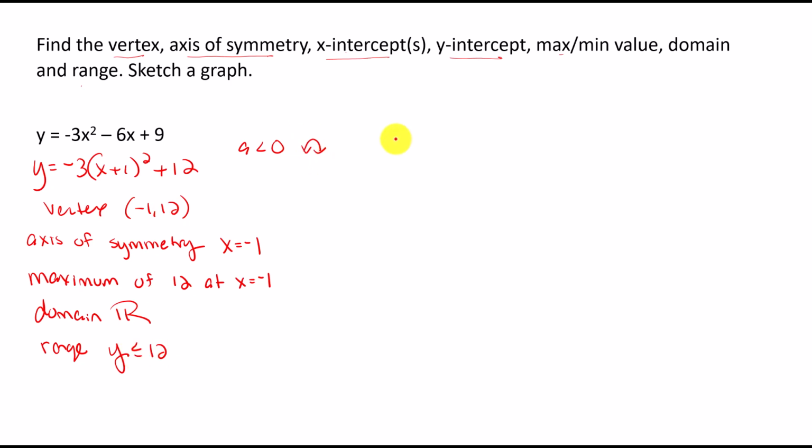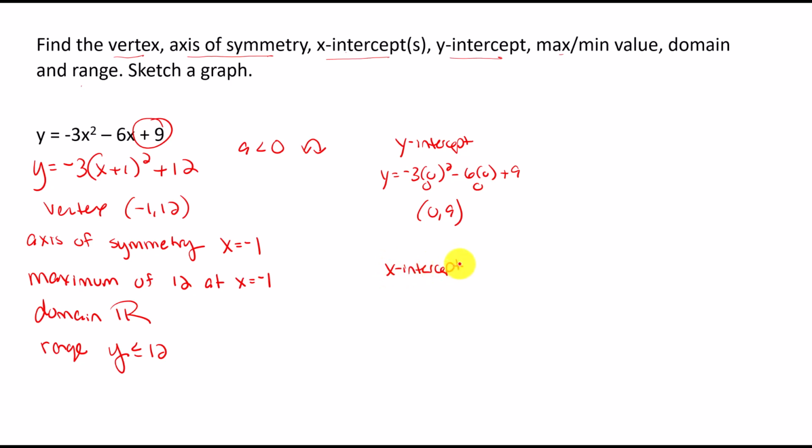Now, for my y-intercept, I can look at this, and I know it's going to be 9, and I get that by plugging in 0 for both x's from that form. So this is going to be 0, and this is going to be 0, so we're going to be left with y equals 9. So we're going to write that as 0, 9. That's a coordinate.